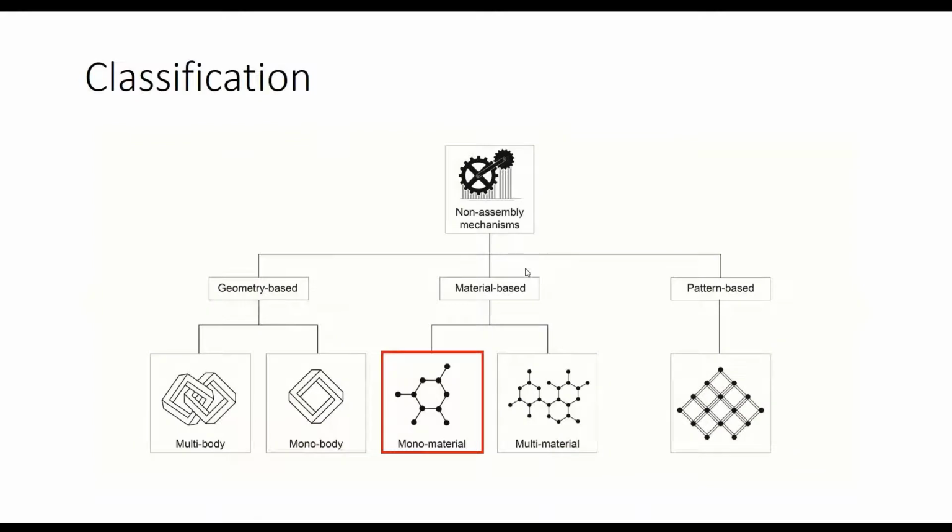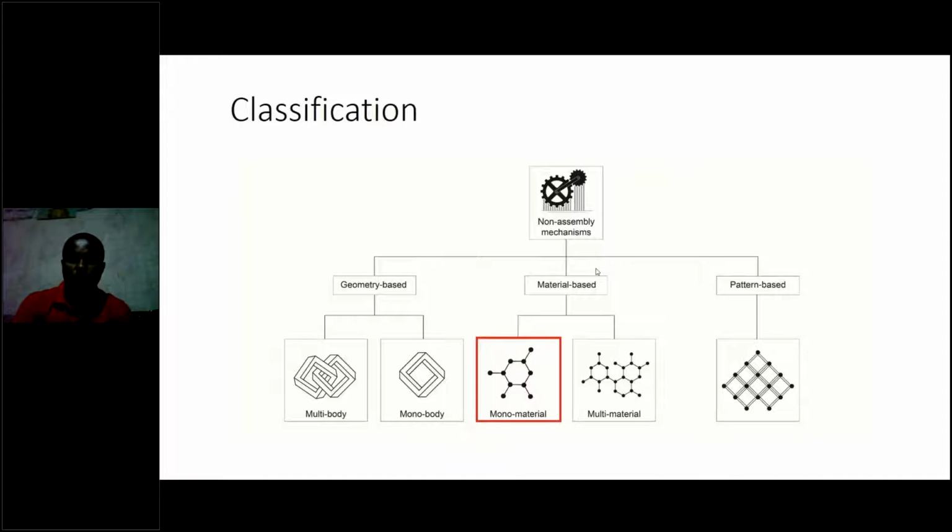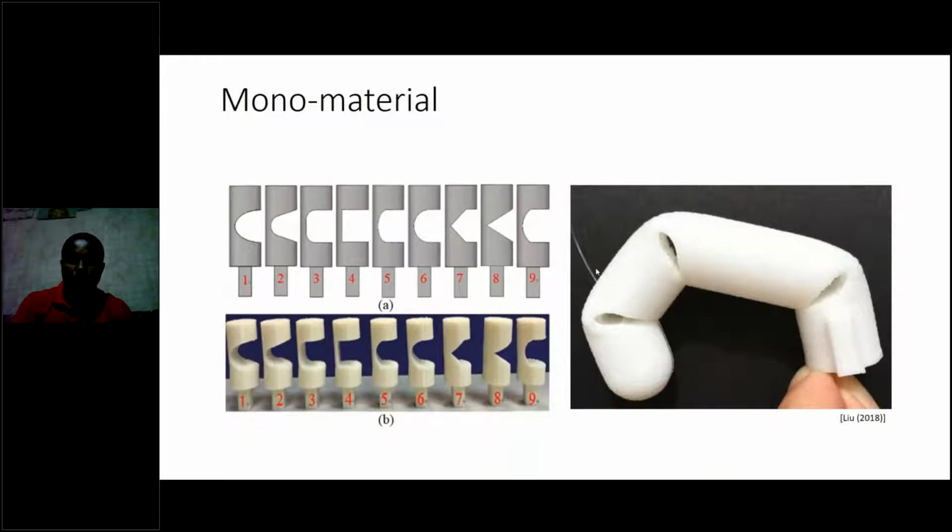For the next category, material-based, this means that the mechanism always makes use of some kind of flexible material to be able to move. In monomaterial mechanisms, the only material being used is a flexible material. An example of this is prosthetic fingers. A number of different hinges that have been tested are shown on this slide. What's interesting to note is that compared to the previous category, these hinges are much simpler in geometry.